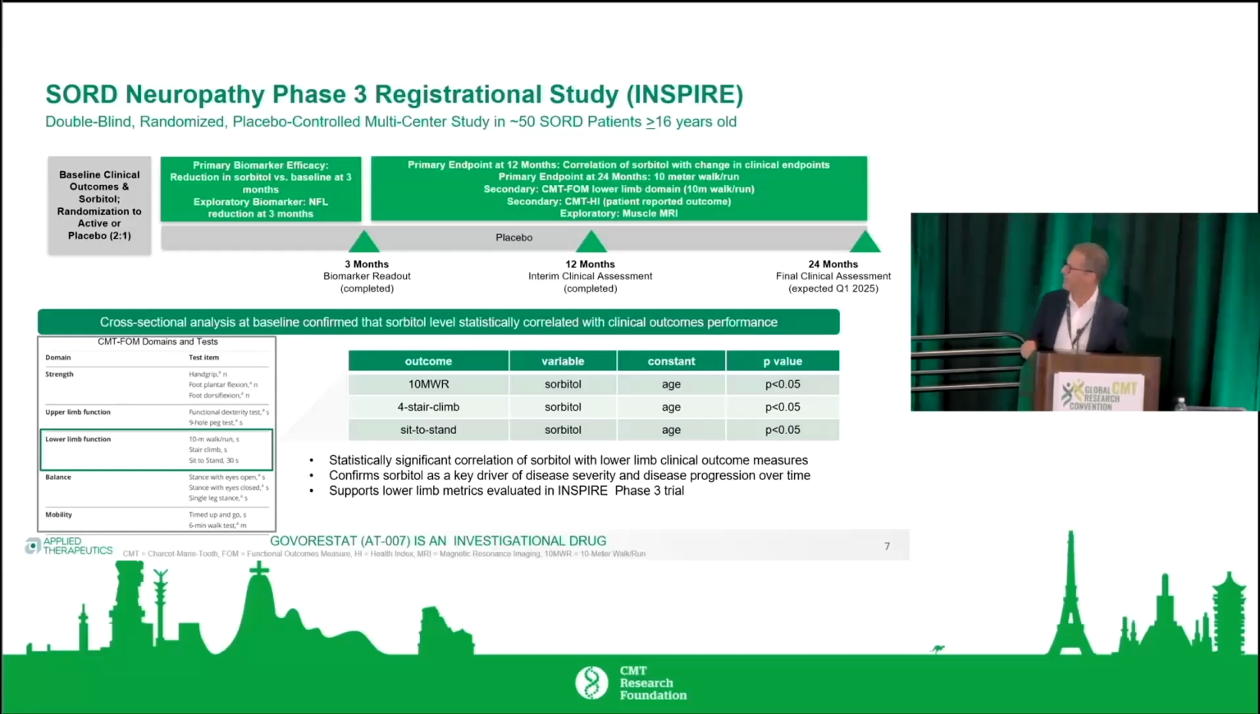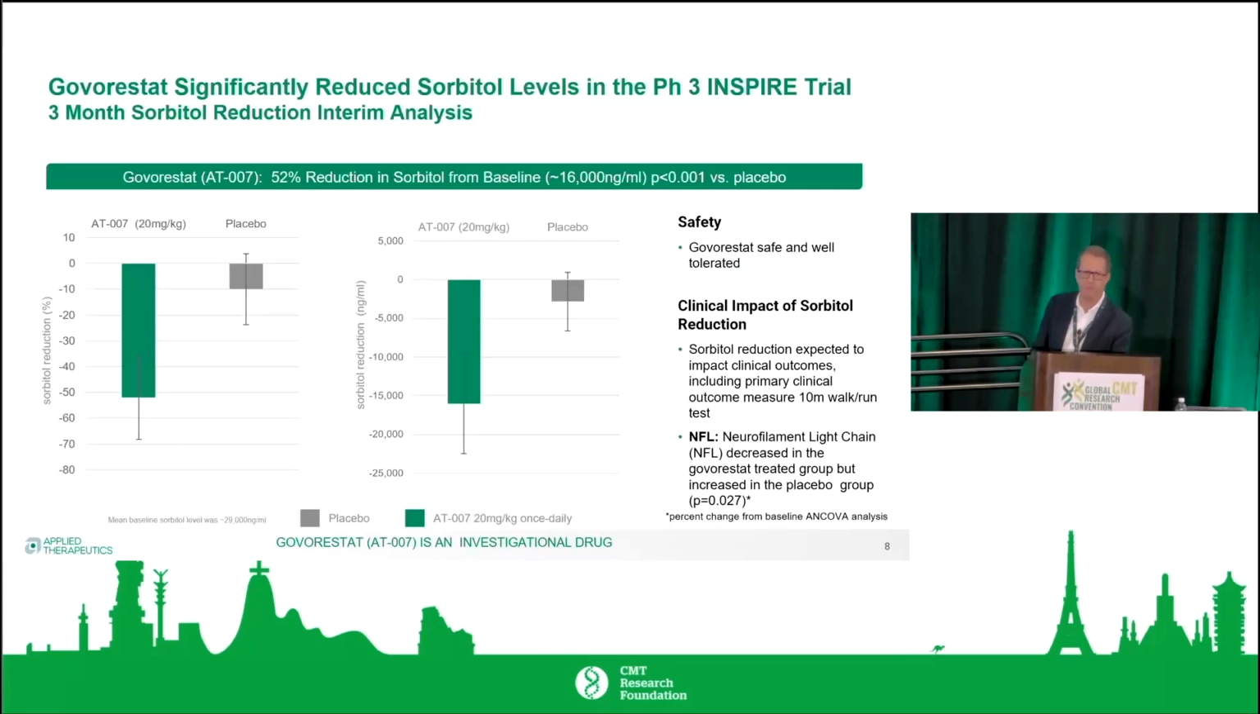So what we have demonstrated is the baseline severity of the disease as assessed by the CMT form correlated with the level of sorbitol for what concerned the lower limb domain. So the components of the CMT form or lower limb domain had a correlation with the level of sorbitol. Patients with the highest level of sorbitol were more severely impaired, and obviously patients with a lower level had a more mild disease. On month 3, there was an evaluation of the level of sorbitol.